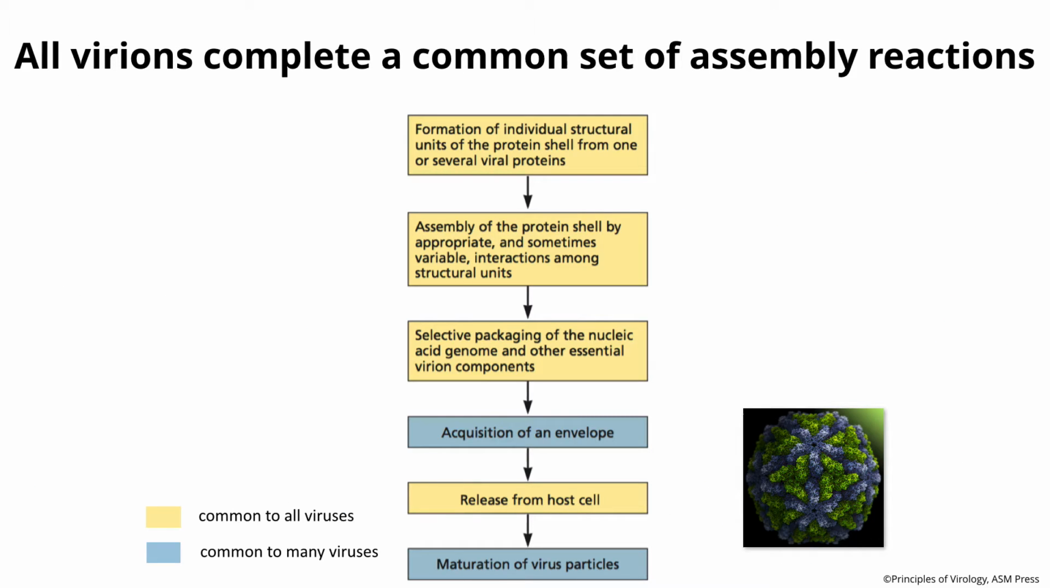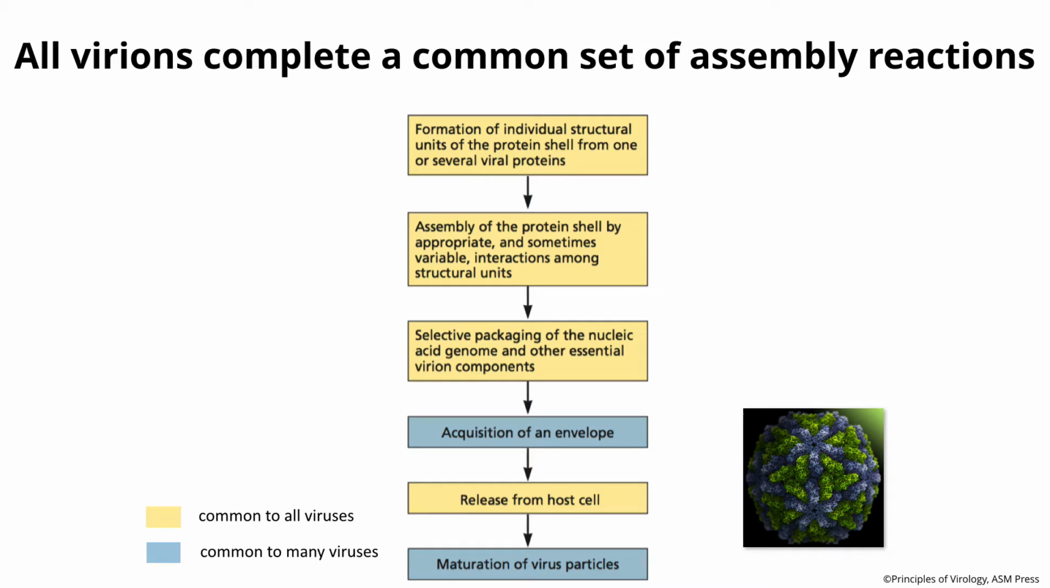Now, each virus has to go through a series of assembly steps in order to be put together. So we're now at the infectious cycle. We've made proteins, we've made genomes, and we are ready to put them together and make a virus particle. So here are some general steps that we have to go through, and they're color-coded depending on whether they are common to all viruses, in yellow, or only some viruses do these particular steps, in blue.